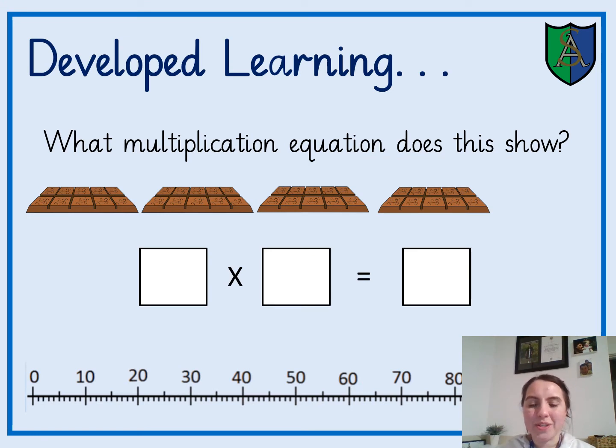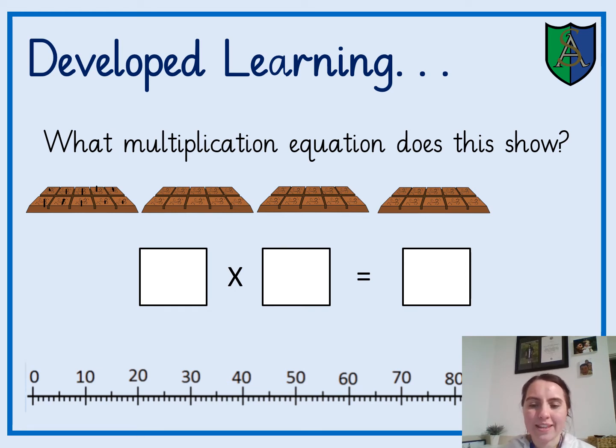Okay, it's time to develop your learning a little bit further. Just like yesterday, we're going to look at what the picture represents as a multiplication equation. So let's take a look at this one. Each chocolate bar has 10 pieces of chocolate. You can count them now if you would like to. Let's have a look. 1, 2, 3, 4, 5, 6, 7, 8, 9, 10. See? Each piece of chocolate has got 10 little pieces, okay?